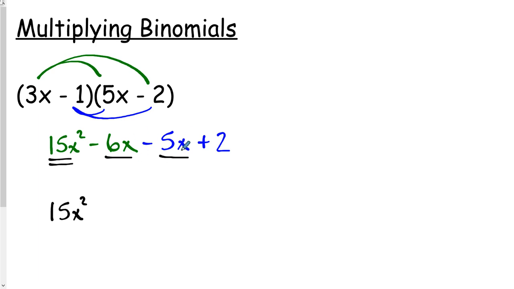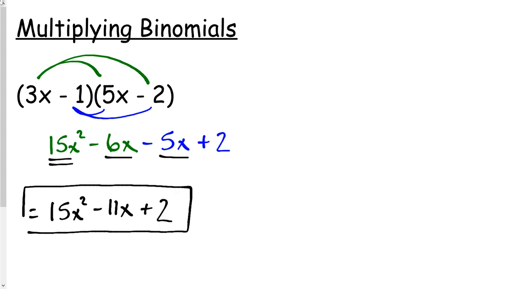They're both x to the first terms. So if I have negative 6 of them and another negative 5 of them, that gives me a grand total of negative 11 x's. I only have a single constant, so that's just going to be plus 2, and this represents my product between those two binomials, okay?